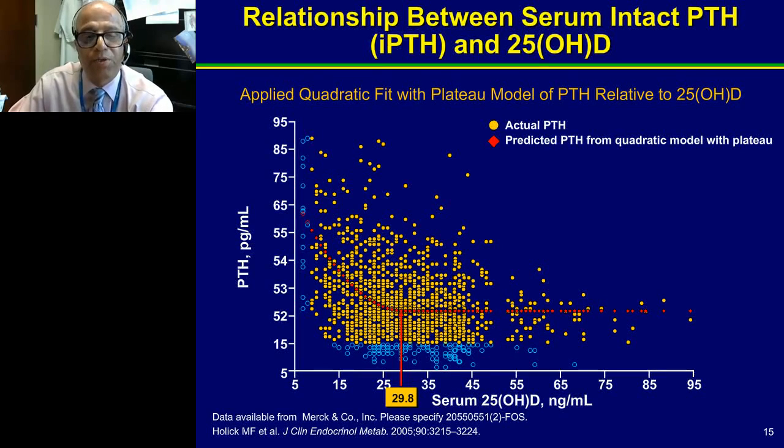The next slide shows a larger group of people, again looking at the intact PTH and 25-hydroxyvitamin D, again showing that around 30 nanograms per ml, PTH starts to plateau. And this was in the early 2000s, published from data available from a clinical trial.